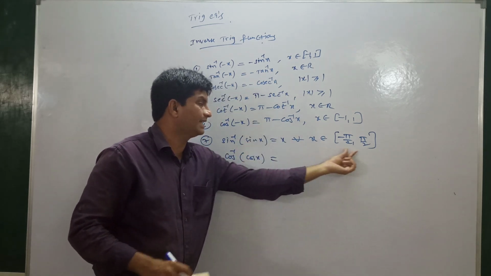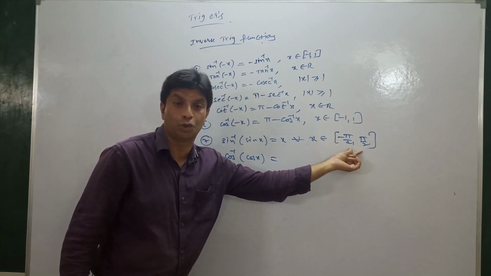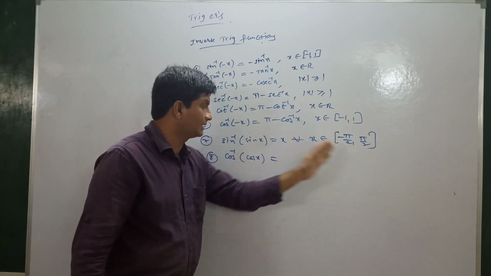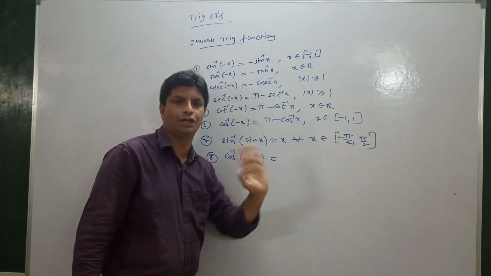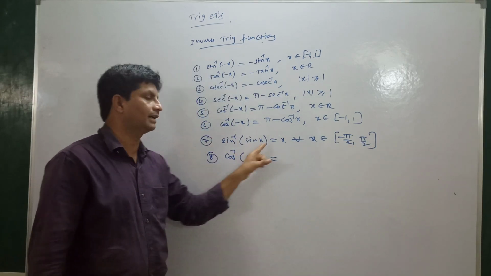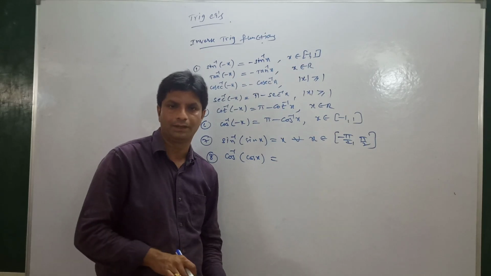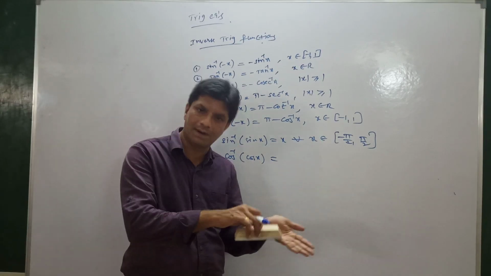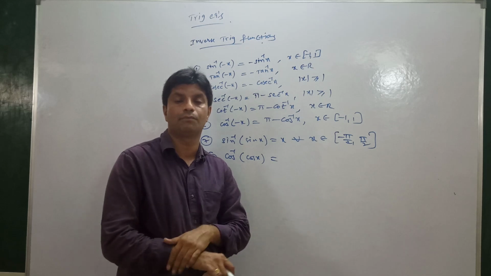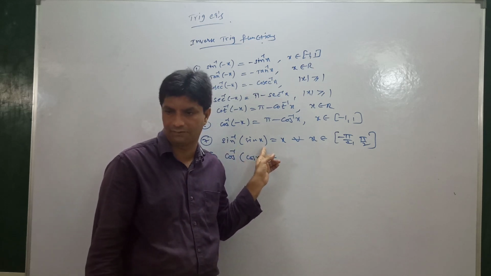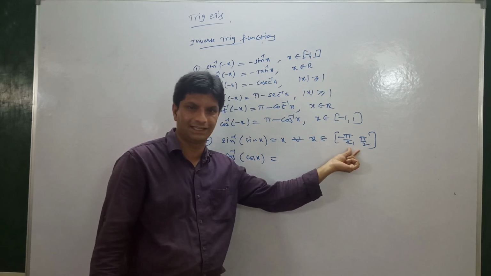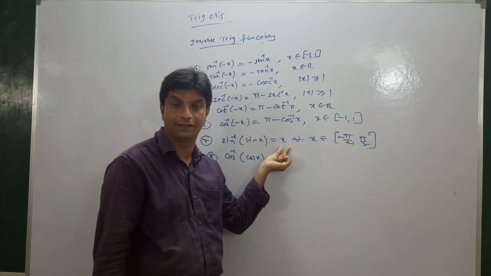Sin inverse of sin x equals x if the value of x always lies in the interval minus 90 to 90. If the value of x is beyond this interval, that means greater than 90 or less than minus 90, we should not write sin inverse of sin x equals x. Remember that point. If the angle x lies between minus 90 and 90, you can write it. For example, sin inverse of sin 45 degrees. In place of x, I have taken 45 degrees. 45 degrees clearly lies in this interval, so directly the answer is 45 degrees.